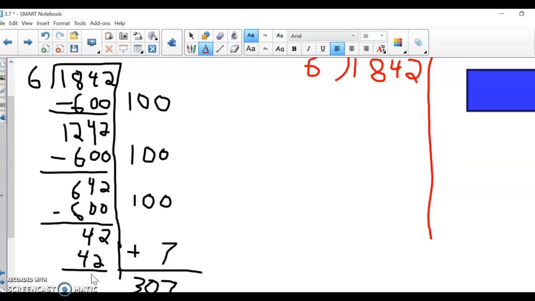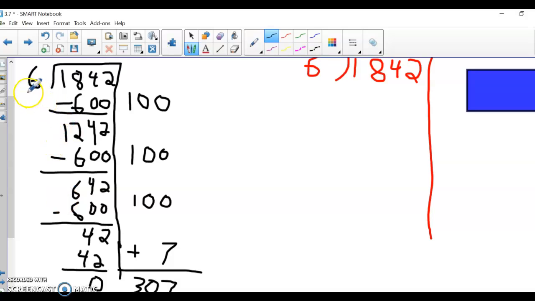You might say, well, 6 times 5 is 30. 6 times 6 is 36. 6 times 7 is 42. It was exact. So 6 times 7 is 42. And then when we subtract, we have nothing left over. That means we don't have a remainder. And there's nothing left. We don't have any more equal groups.